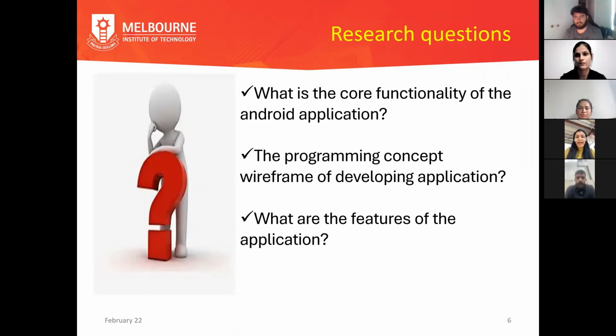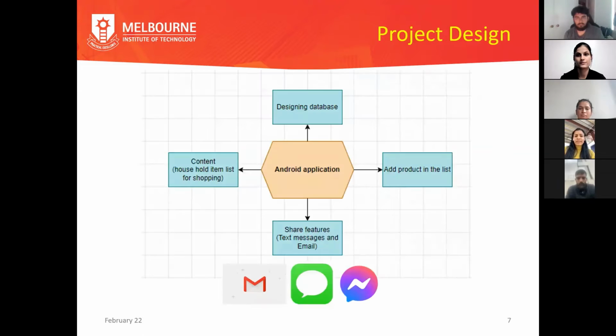Hi, I'm Shiminder. My MIT ID is MIT 201840, and I'm going to describe the research questions. The first question is, what is the core functionality of the Android application? The second one is the programming concept and wireframe of developing the application. And third, what are the features in the application which we design?